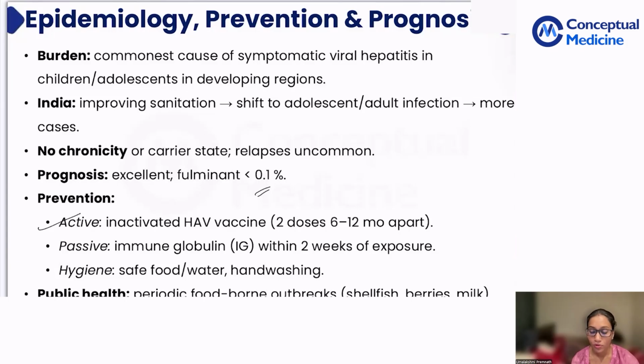They usually do not provide lifelong immunity, only about 5 to 10 years probably. After that, the titers will reduce, so you have to check the titers later in life. But if it's an attack of hepatitis A which you've had, it usually provides lifelong immunity. Transmission is fecal-oral, hence safe food and water and hand washing are important. Periodic foodborne outbreaks occur with shellfish, berries, and milk, because often these are not cooked, heated, or boiled.